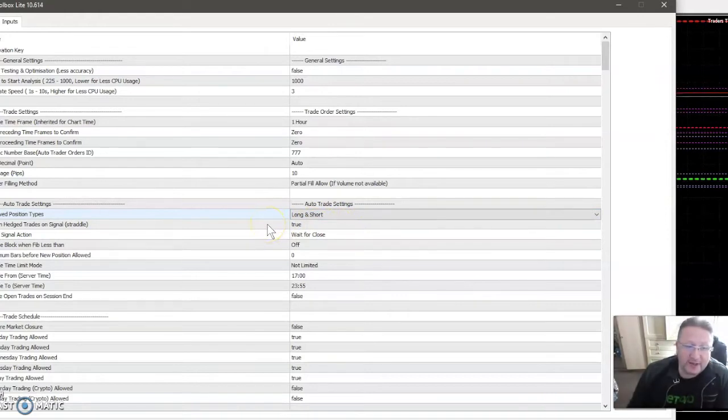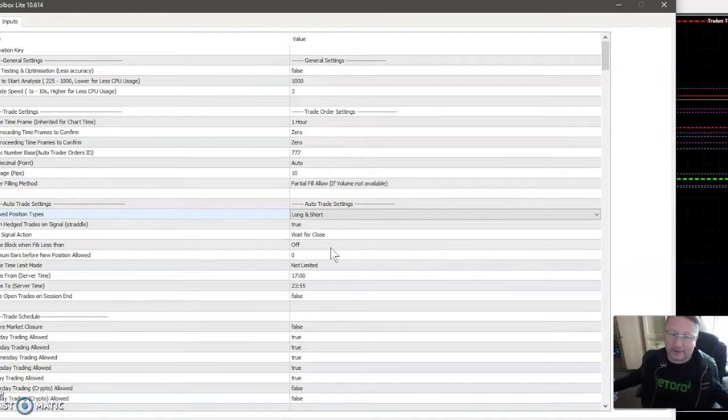Secondly, you have open hedge trades on signals or straddle. So what this does is it overrides the buy or sell signal and will open a position in both directions, or whatever your settings are, hedging those positions against each other. So you might have a buy and a sell, though they may not have the same stop losses or take profits, because if their distance away from the price is different, if you've got, say, swing point, the swing points will be different on a buy and a sell signal.